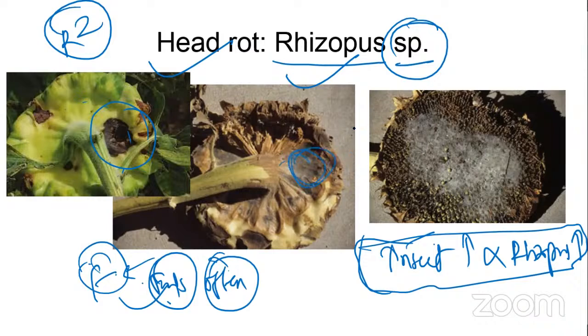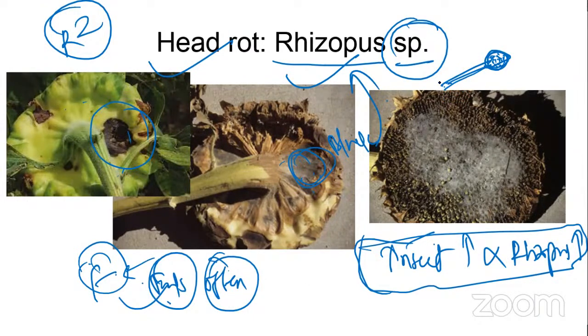That rotting will be covered with the black colored mycelia. It is nothing but Rhizopus mycelia. Okay, so full blackened mycelia will be there. And if you just keenly observe either under the microscope or even the lens, you can see the sporangium, and it will start bearing the Rhizopus sporangium. Inside that, a lot of aplanospores will be there. Okay, so this is what the Rhizopus will look like, right?